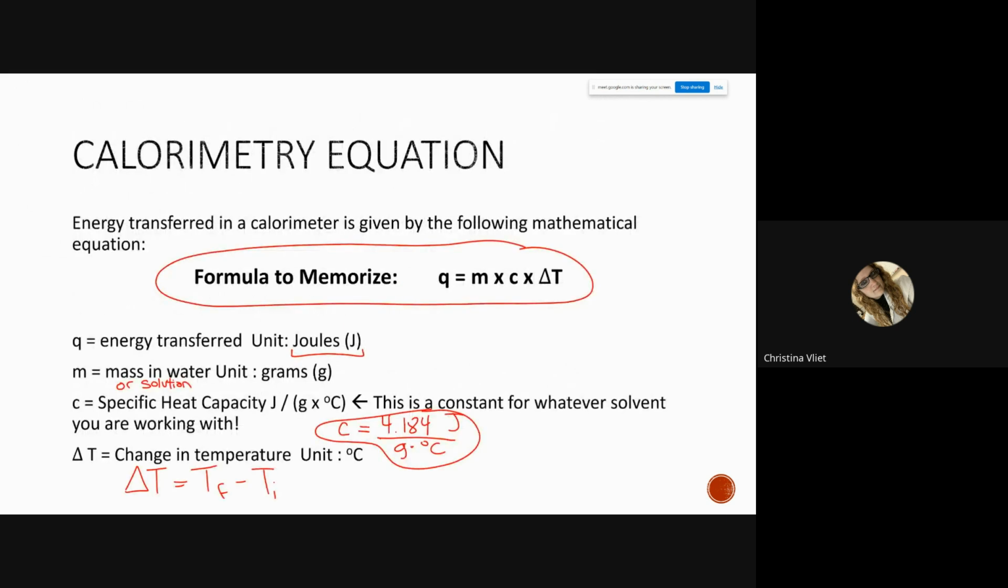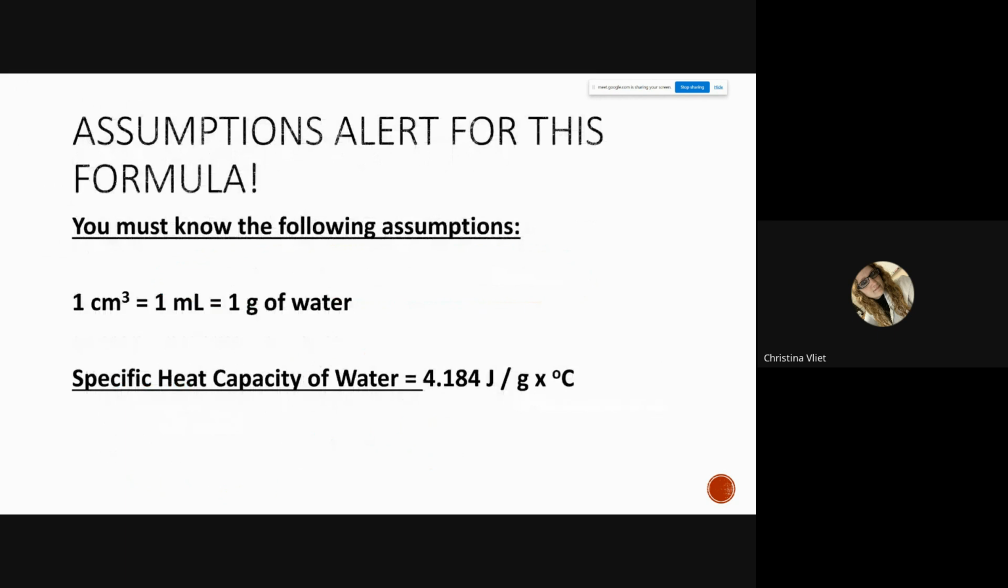But delta T just means change in temperature. The unit is Celsius, so you should do this in Celsius. But as long as you use Celsius or Kelvin, it technically doesn't matter because it's a change. And so, because it's a change, it doesn't really matter.